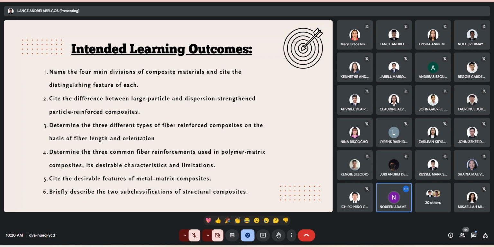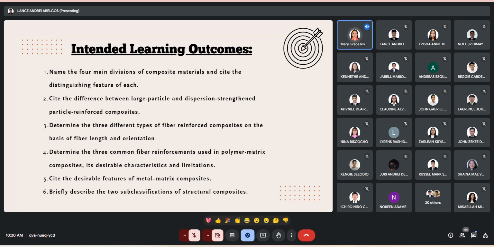distinguishing features of each, the differences between large particle and dispersion-strengthened particle reinforced composites, the three different types of fiber reinforced composites on the basis of fiber length and orientation, the three common fiber reinforcements used in polymer matrix composites and their desirable characteristics and limitations, the desirable features of metal matrix composites, and finally, the two sub-classifications of structural composites.